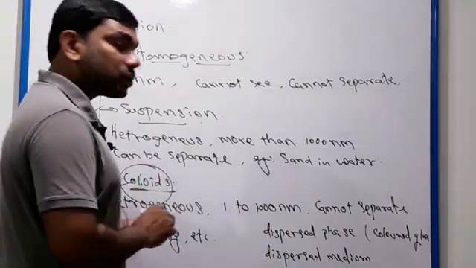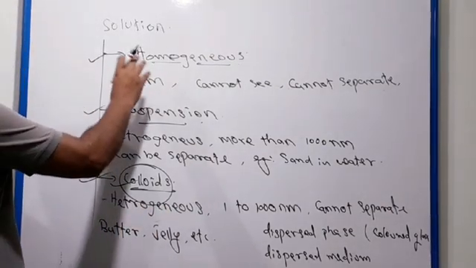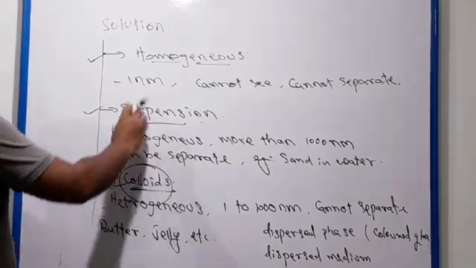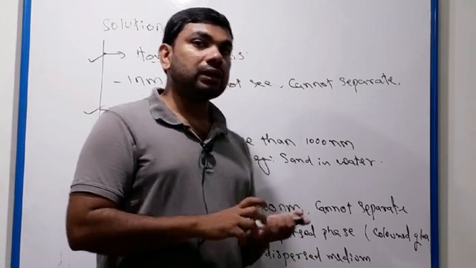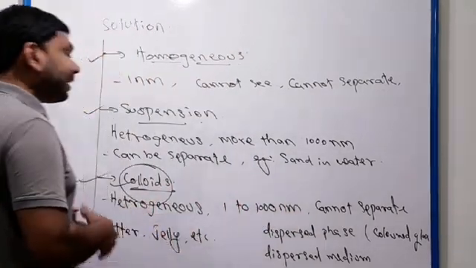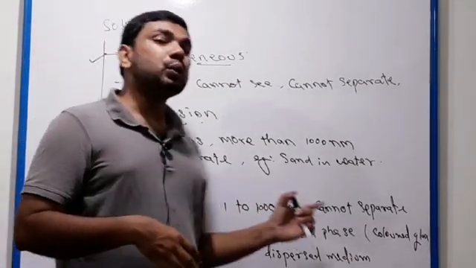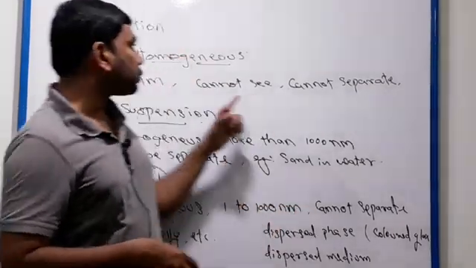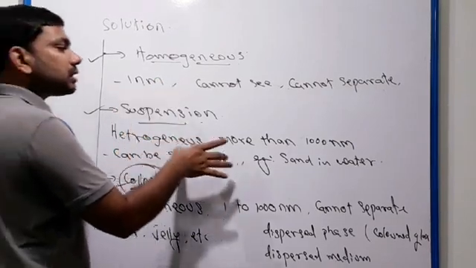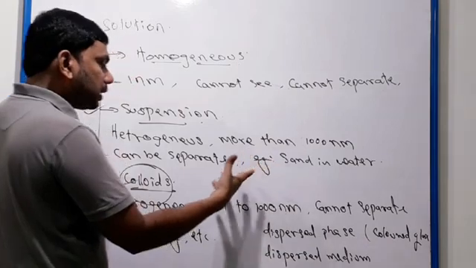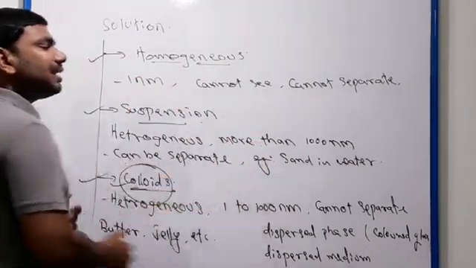A colloid is also a heterogeneous mixture. Only a pure solution is a homogeneous mixture. The rest, suspension and colloid, are heterogeneous mixtures. In the first one, the particle size is about 1 nanometer. In the second, the particle size is more than 1000 nanometers. In the third, the particle size is between 1 and 1000 nanometers. That is a colloid.